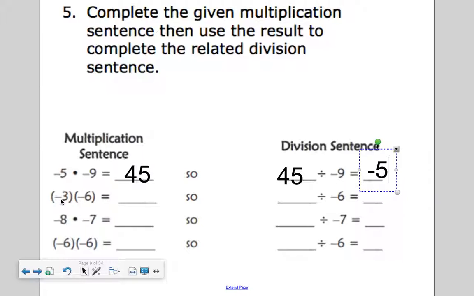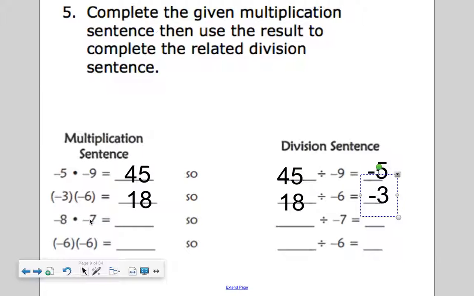If I have negative 3 times negative 6, what's the opposite of 3 groups of negative 6? Negative 18, so opposite is 18. Or another way to see it is, what's the opposite of a negative? Positive, so it's 18. So 18 divided by negative 6 would be negative 3.